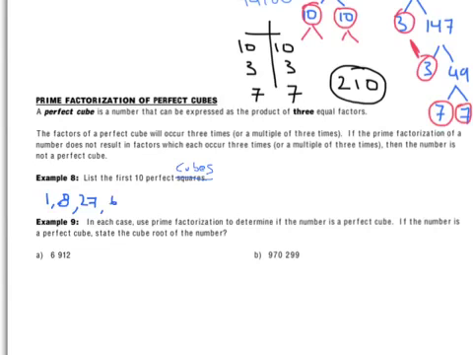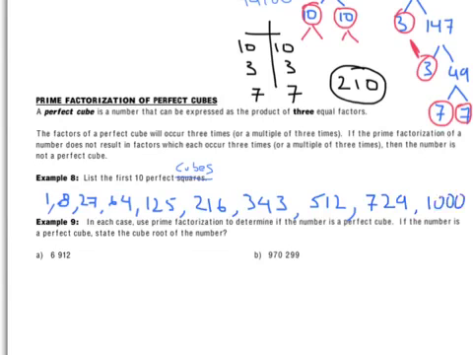4 times 4 times 4 is 64. 5 times 5 times 5 is 125. 6 times 6 times 6 is 216. 7 cubed is 343. 8 cubed is 512. 9 cubed is 729. And 10 cubed is 1,000.